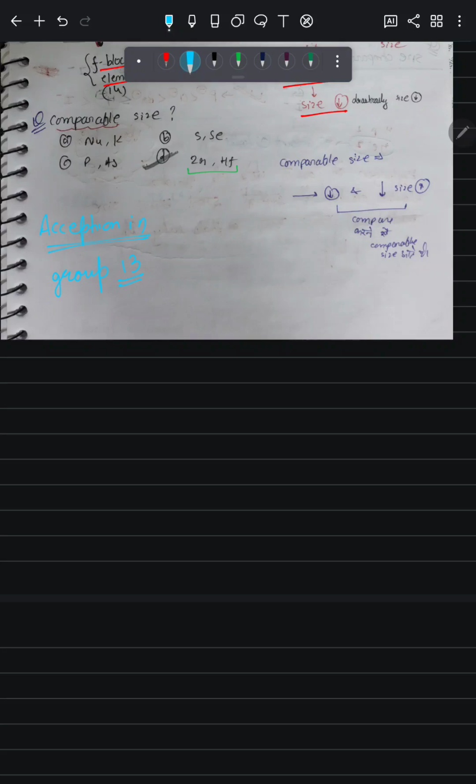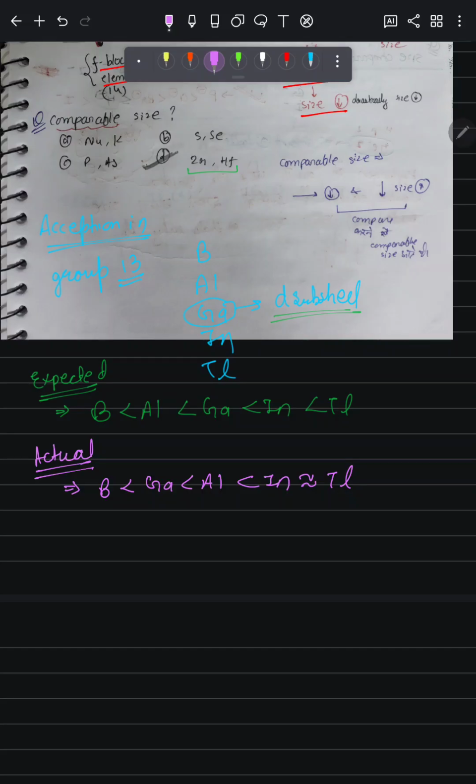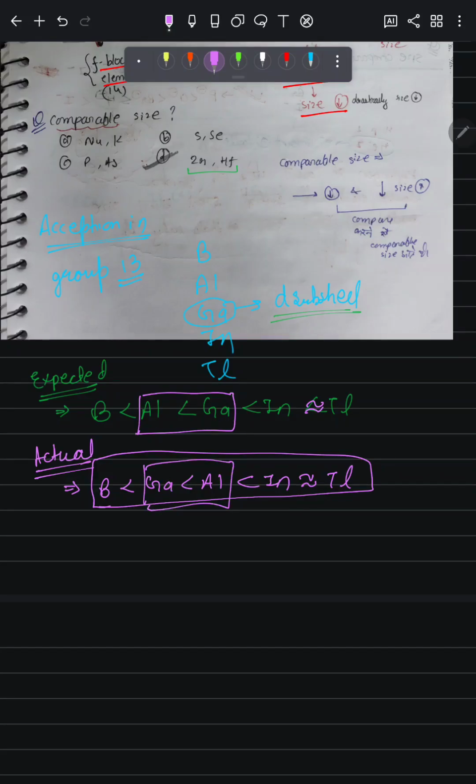So there is one exception in group 13. Here B, Al, Ga and Tl. Here in Ga, there is a D subshell, and due to the presence of the D subshell in Ga there is poor shielding, the d-block contraction. The size difference will be like this. So this will be the actual order, and this is Ga, and this is the change where we see this.